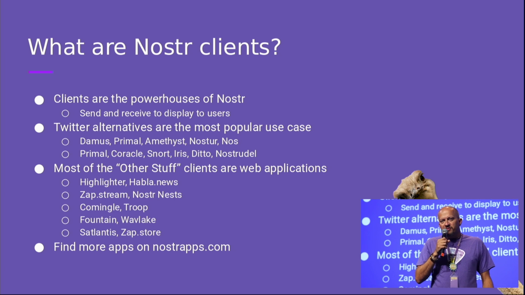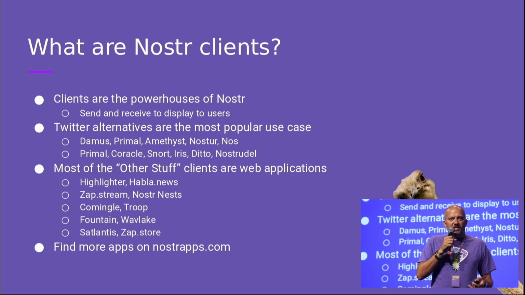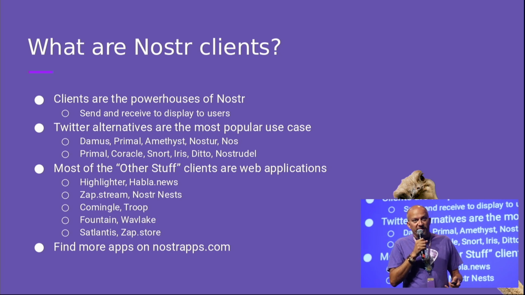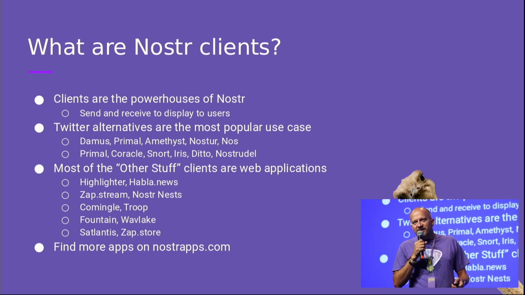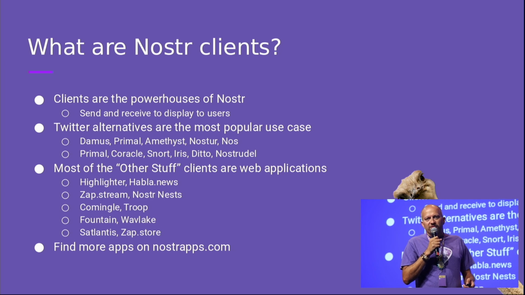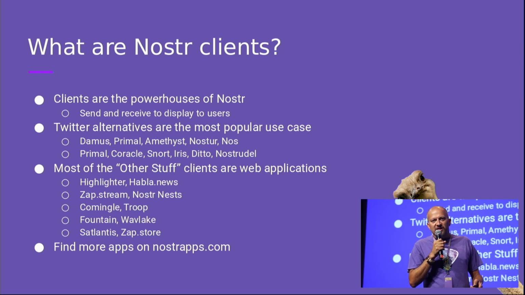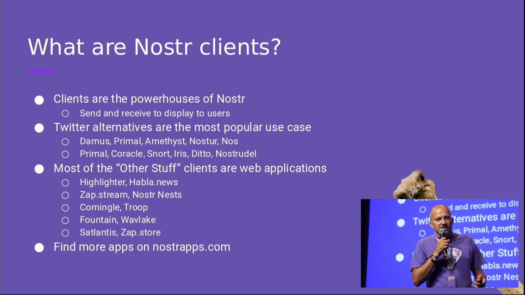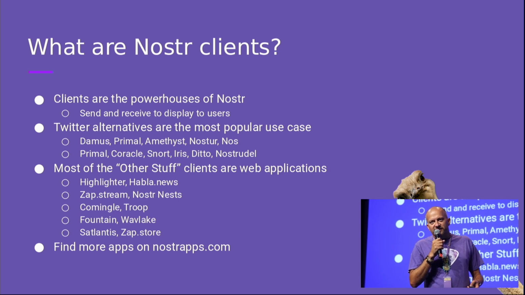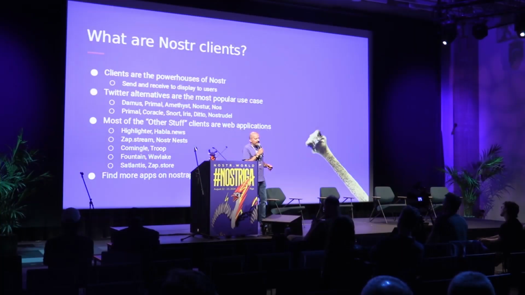Commingle and Troop are applications that allow you to schedule events, similar to Facebook events or Meetup or Eventbrite. Then there's applications like Fountain and Wavelake. These are podcast and music applications, alternatives to something like Spotify. Then we have very unique use cases for Nostr, such as Satlantis, which is like a travel application with Instagram kind of mixed in. And then a very unique case, Zap.store.